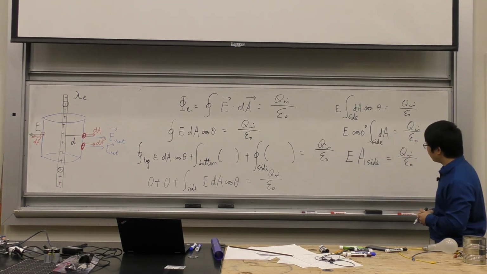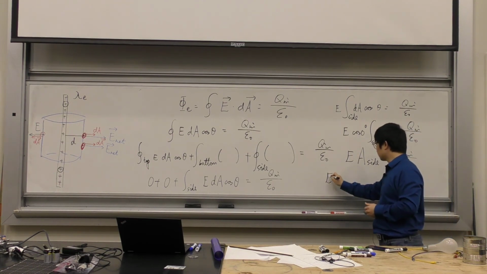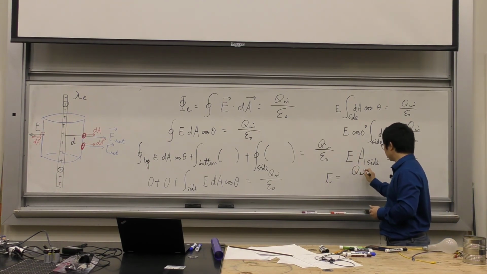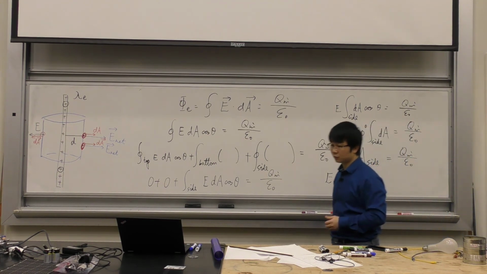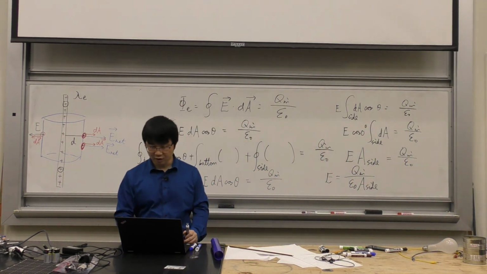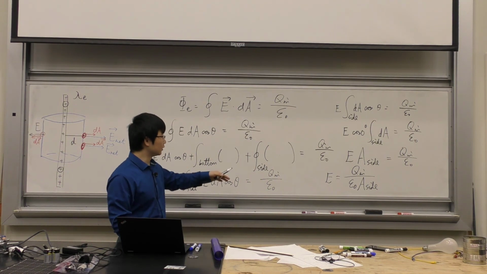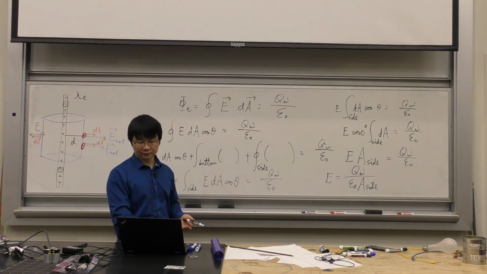Okay, so now you just divide both sides by the area of the curved side. That's going to be your answer. But again, you should make sure you're going to use all the symbols from the problem, right? You can't use Q in and the curved side area because you don't have that in the problem. The problem doesn't say what is the area of the curved side, what is the charge of this Q in.